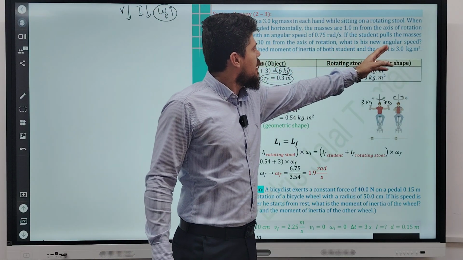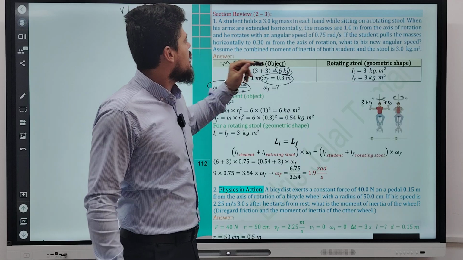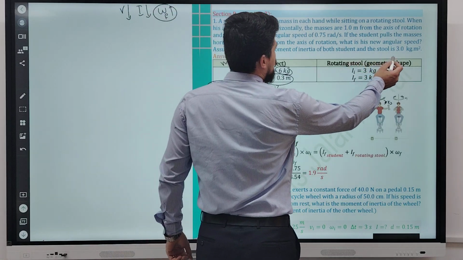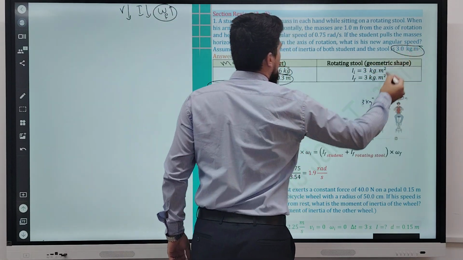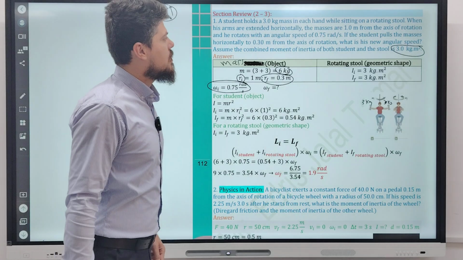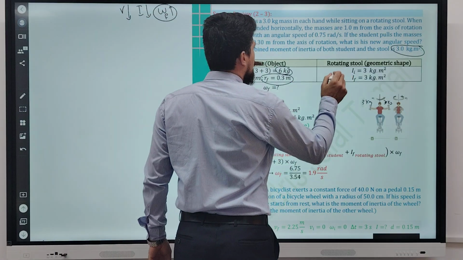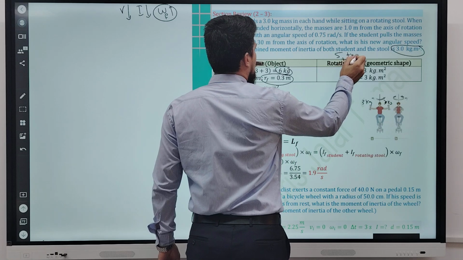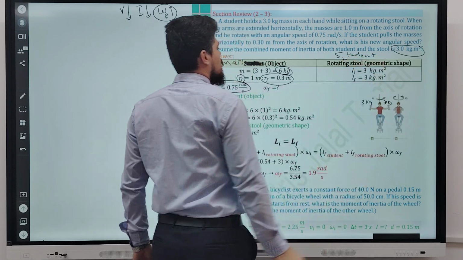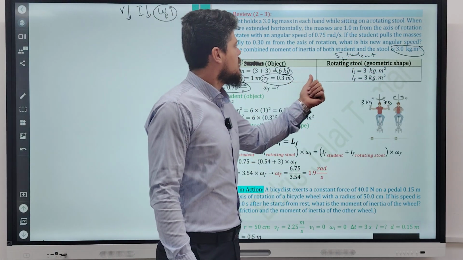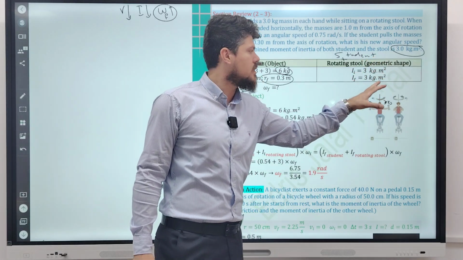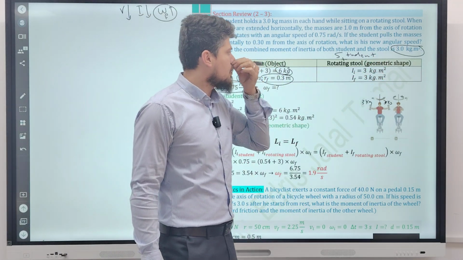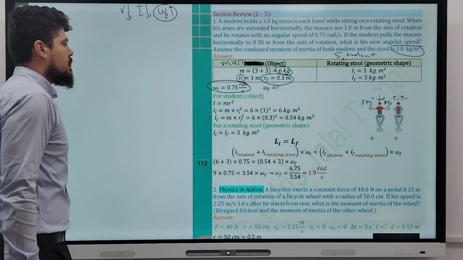What is his new angular speed? Assume that the combined moment of inertia for both student and the stool is 3 kilogram meter squared. What is this? This is the moment of inertia for the rotating stool and the student. The moment of inertia for both the student and the rotating stool is given in this question, which is equal to 3 kilogram meter squared.